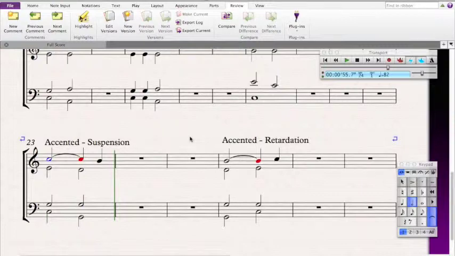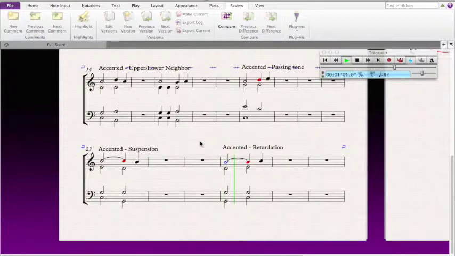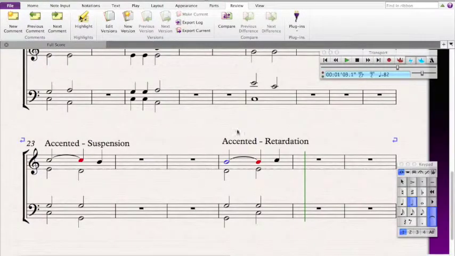Now, another accented non-chord tone, which is very much like the suspension, is the retardation. Like a suspension, it's a previous chord tone being held over to the next chord, except now it resolves up by step. So why don't we hear what that sounds like? Again, these two things are very similar. The main difference, though, is that a suspension resolves down and a retardation resolves up.